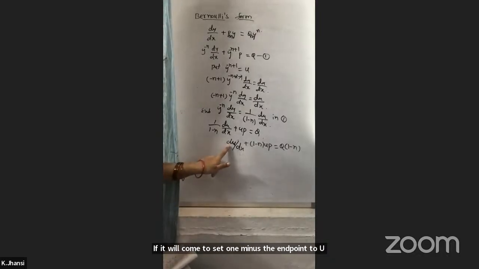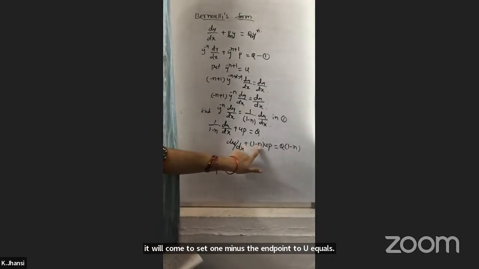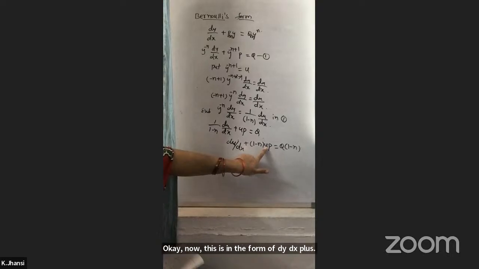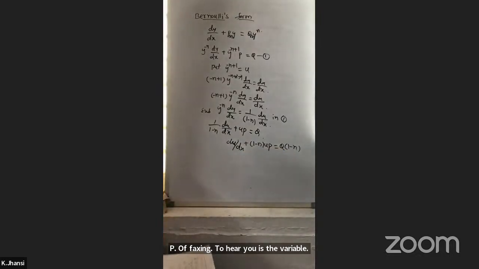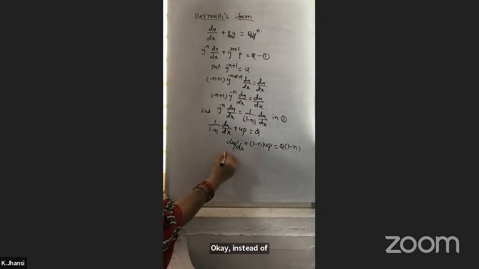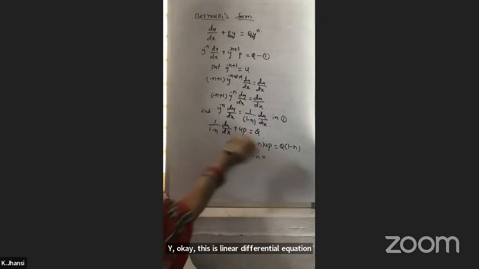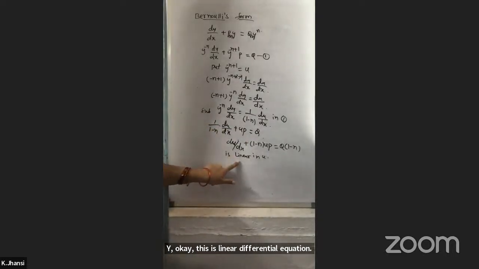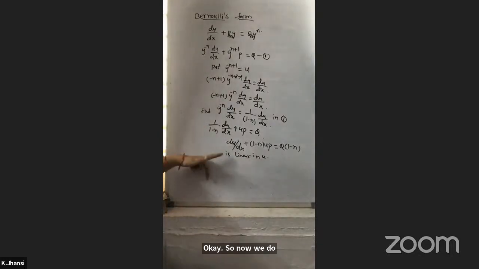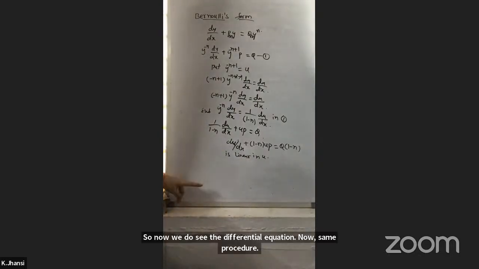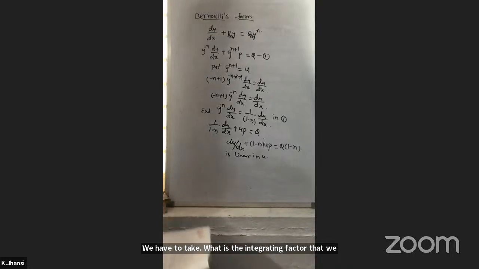Now this is in the form dy/dx plus P of x into y, but here u is the variable instead of y, and Q into 1 minus n. This is a linear differential equation, linear in u. Now the same procedure: we have to take the integrating factor, then find the general solution. This is the procedure.